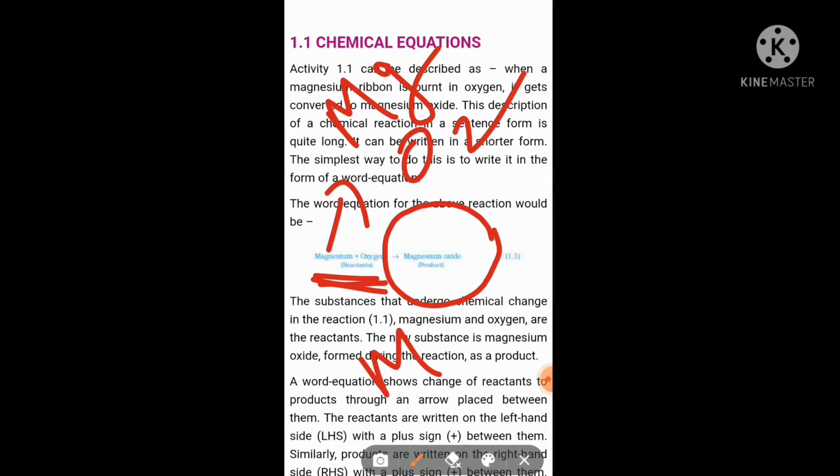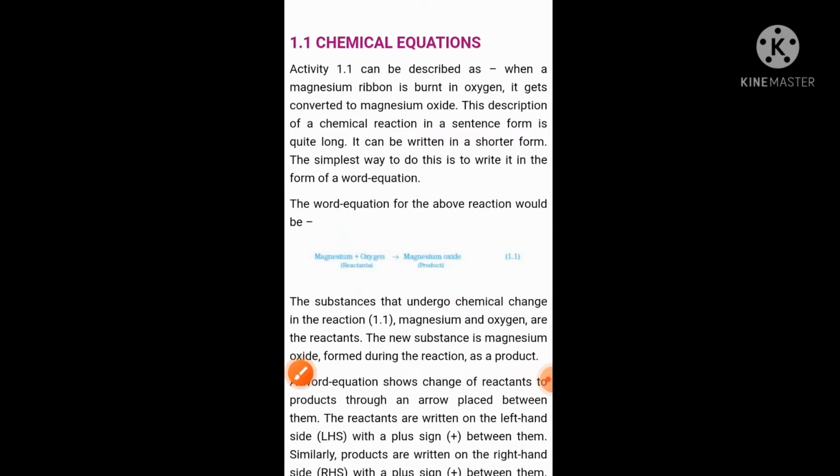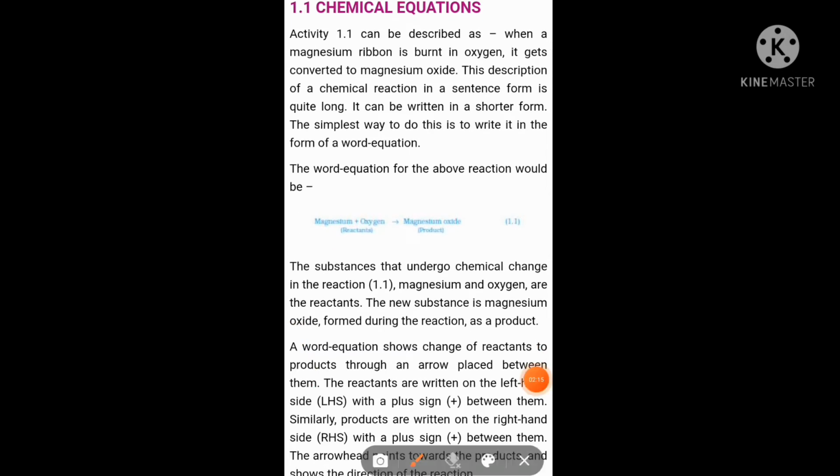Okay. Now what is a product? Substance formed as a result of a chemical reaction is called a product. So what are the substances made after the reaction? That is the resultant, the substance produced. That is called the product. So the product is magnesium oxide. Now understood? This is a chemical equation, with reactant and product.